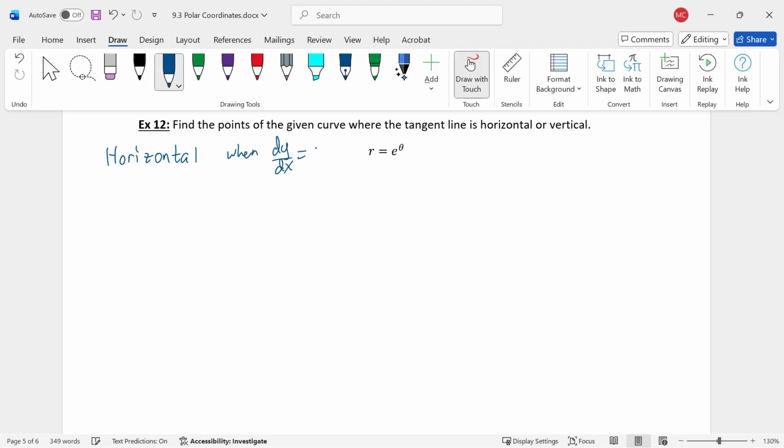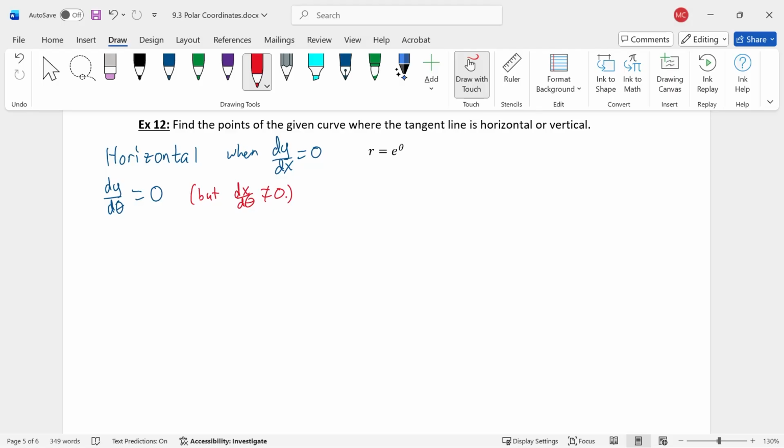But in this case, we can actually just say when dy/dθ is 0. Because we can think, hey, if the angle is changing but the y values aren't, then the tangent line is going to be horizontal there as well. If we think about it that way, it does make things simpler, but we have to keep in mind that dx/dθ can't be 0. So when dy/dθ is 0, but dx/dθ is not.